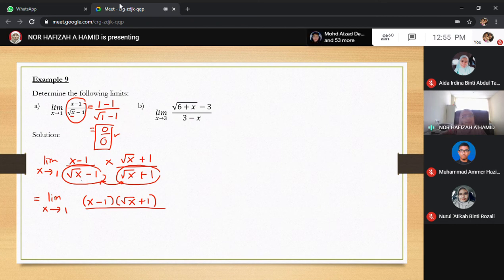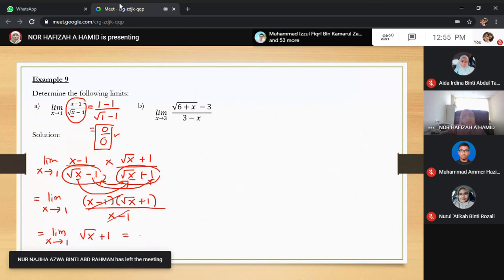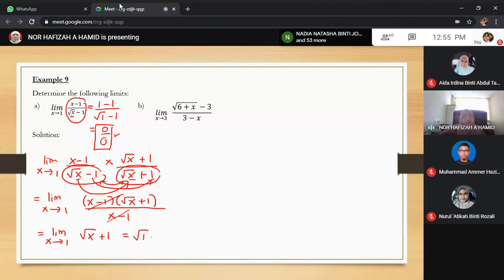There is a shortcut. Usually I directly multiply the first term with the first term. So square root of x with square root of x, so you have x, and then the second term with the second term, negative 1 times positive 1, so you have minus 1. Okay, so equal to the limit as x approaches 1, you cancel x minus 1 with x minus 1. So you are left with square root of x plus 1. Okay, so you have simplified the equation. Next you substitute the value, 1 plus 1, so the answer is equal to 2.